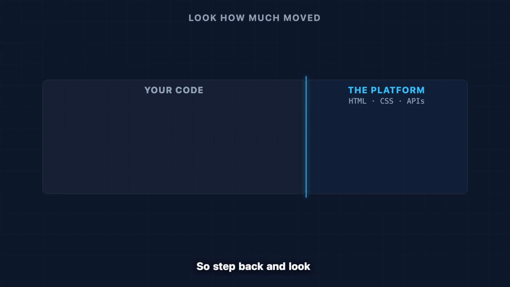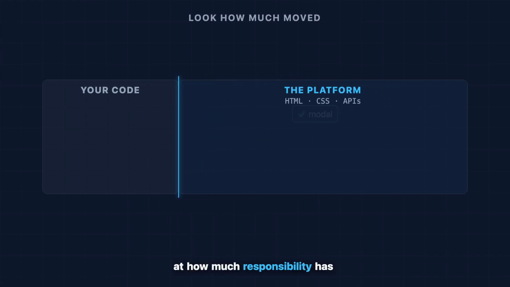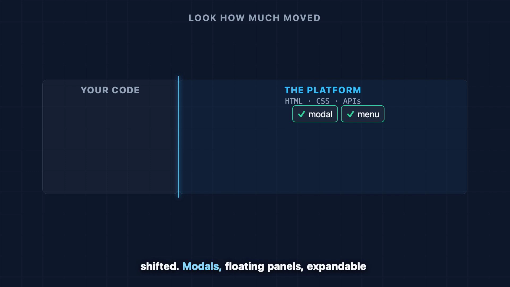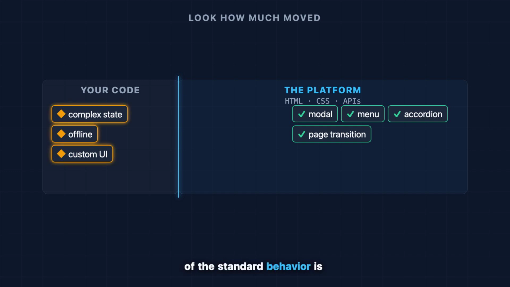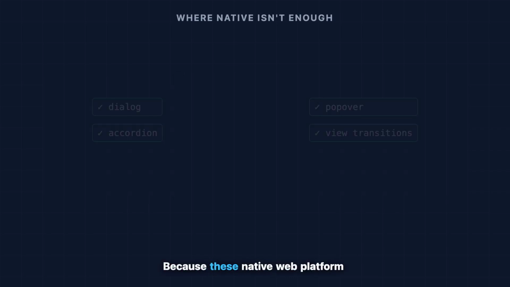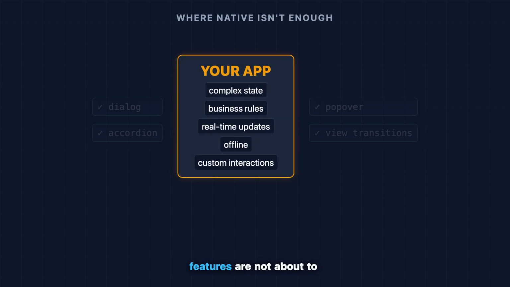So step back and look at how much responsibility has shifted. Modals, floating panels, expandable sections, page transitions, all of these once required code we wrote and maintained. Now, much of the standard behavior is handled by the browser. But our code hasn't disappeared. And that part matters, because these native web platform features are not about to replace your framework.